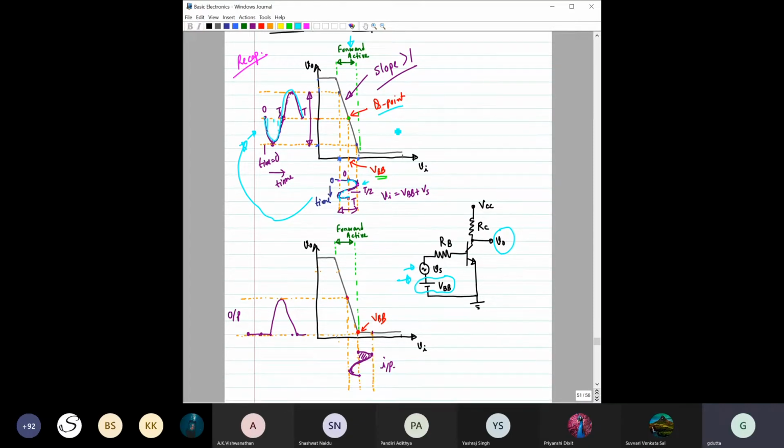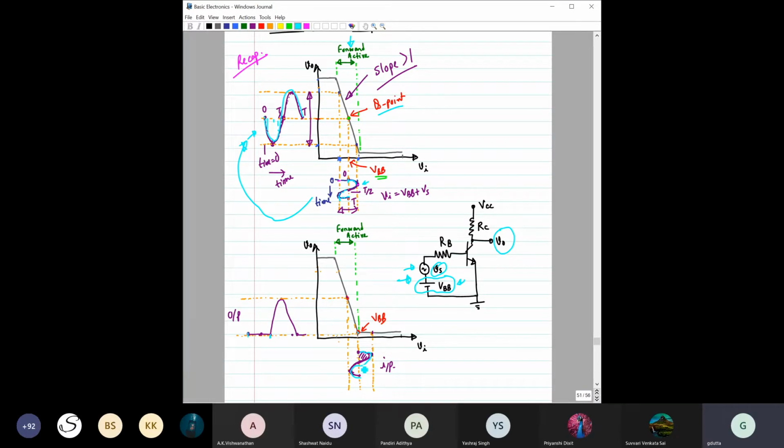Now the point was, instead of keeping the Q point here, suppose we take the Q point here. That is also possible. You can change the value of VBB or the other circuit elements, such as VB or RC, so that you can keep the Q point here. If you now place VS on top of it, VS will make a transition like this. In this region there will be no amplification because the curve is almost flat, parallel to the x-axis. So for this time period, you will not get any output.